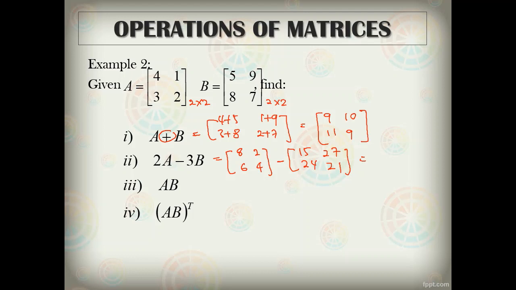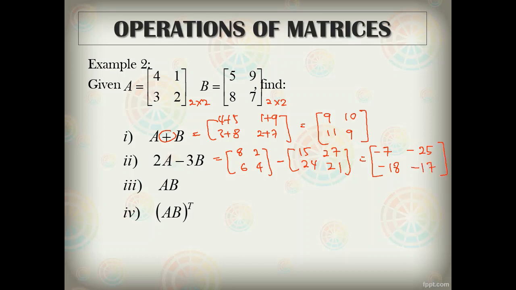Then you subtract the first entry with the first entry: 8 minus 15, that is minus 7. 6 minus 24, that is minus 18. 2 minus 27, that is minus 25. 4 minus 21, that is minus 17.